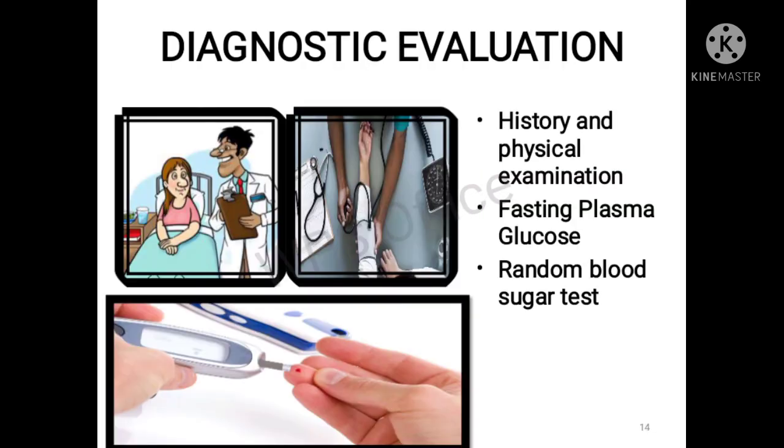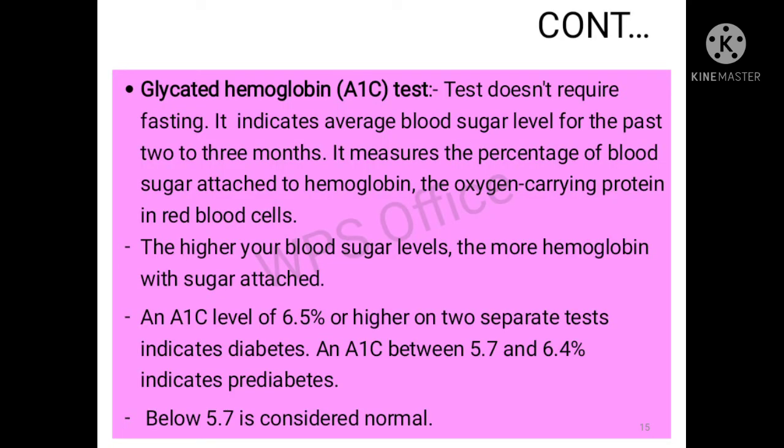And in the diagnostic evaluation, first we do the history and physical examination, then we take a fasting blood glucose, then a random blood sugar test. We can also do the HbA1c test, that means the glycated hemoglobin A1c test. This test does not require any fasting.